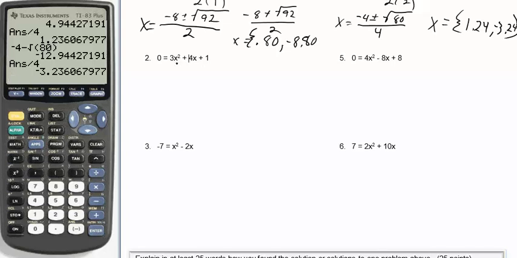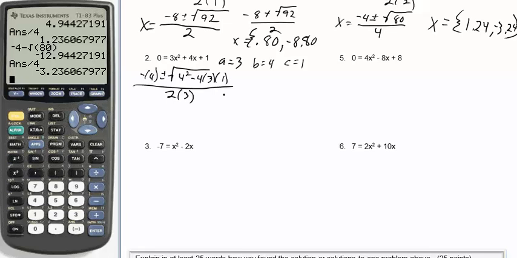So this one already is in the right form. So we need A, B, and C. So A is 3, B is 4, and C is 1. So our formula is negative B plus or minus the square root of B squared minus 4 times A times C, all over 2 times A. So we're going to simplify that.